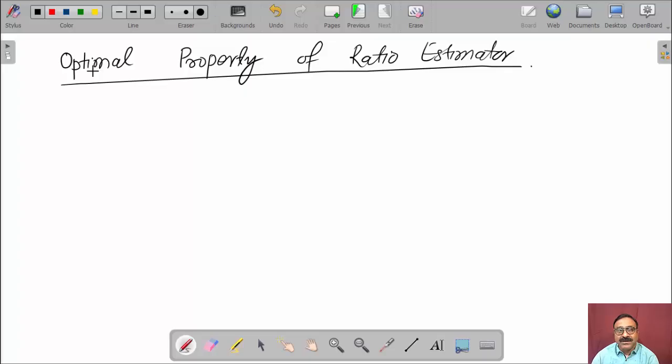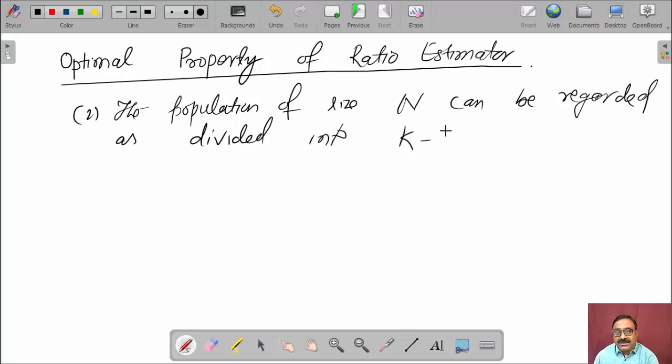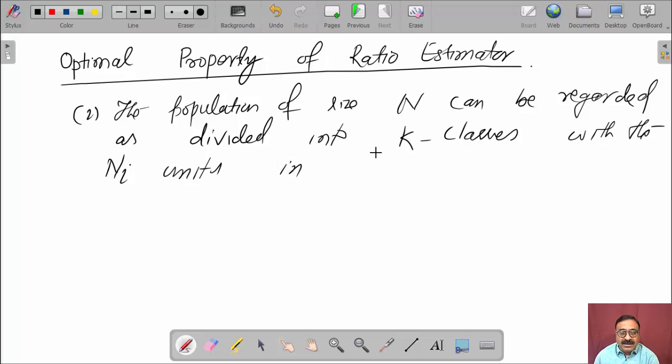In this video, we shall discuss the optimal property of the ratio estimator. Now, for this, we shall assume that the population of size n can be regarded as divided into k classes with ni units in the ith class.